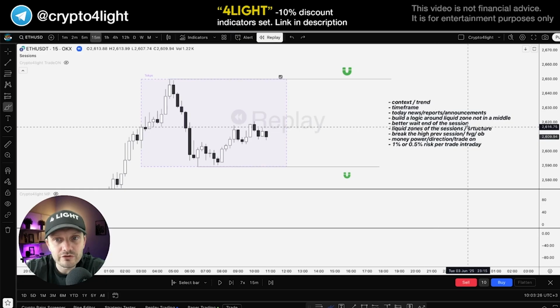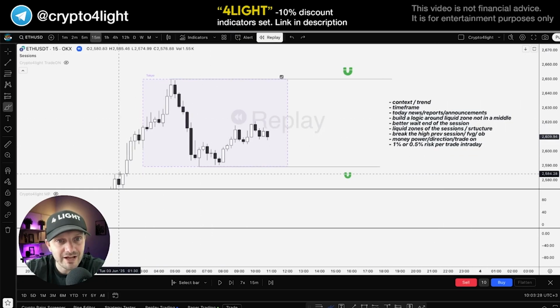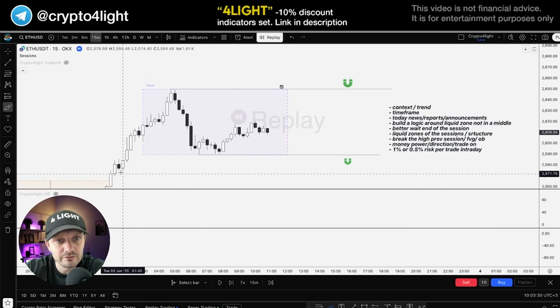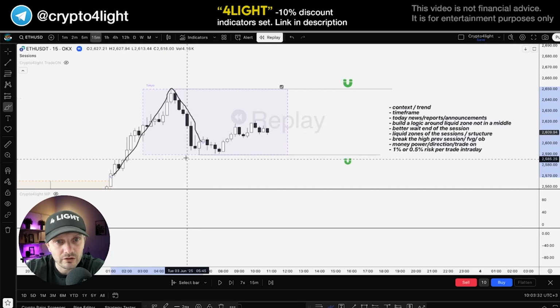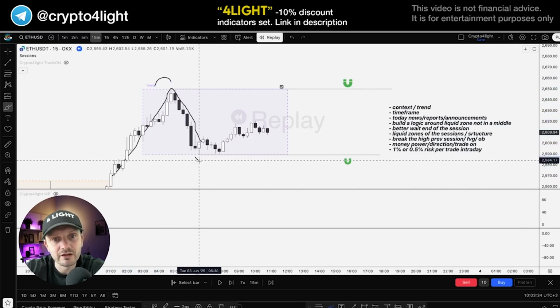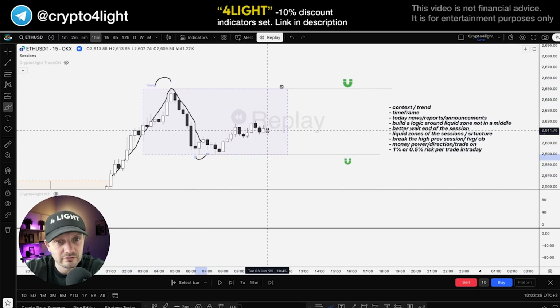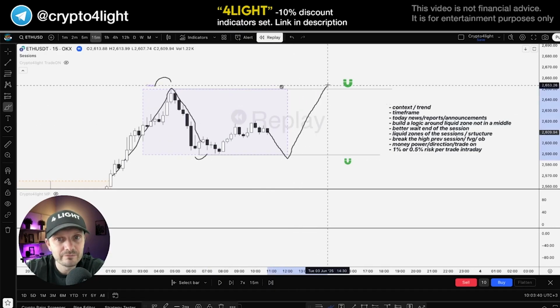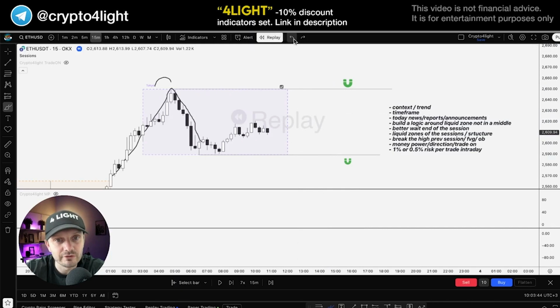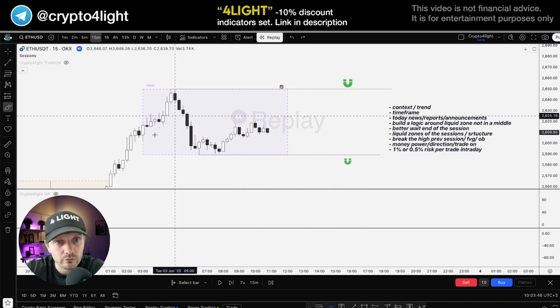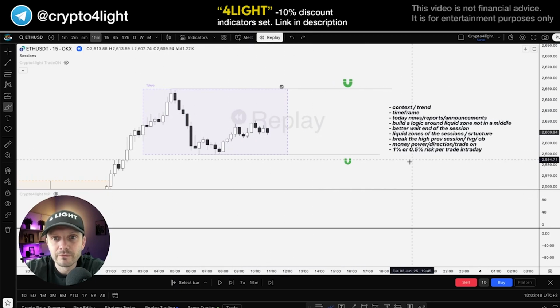100%. Liquid zones of the session and the structure. So technically, yes, we are still in the uptrend structure. So this is a higher high, higher lows, and even this one will be okay, and we can bounce if it's a range. But still, we are in the uptrend. All right, at this moment, I know we are in the local uptrend.